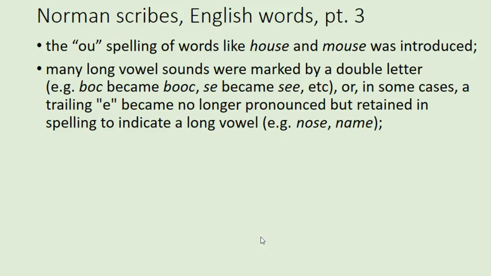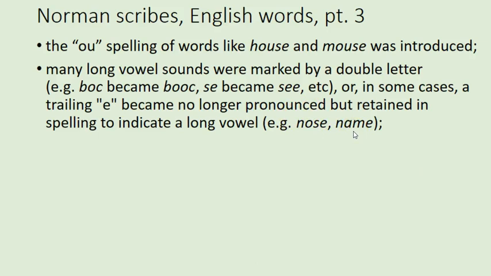Sa becomes sea, or in some cases, some areas, some scribes, instead of doubling the letter, use a trailing E instead to indicate that there is a long vowel. So that, nos becomes nose. That E at the end indicates that this is a long O. And we still use both methods in modern English.